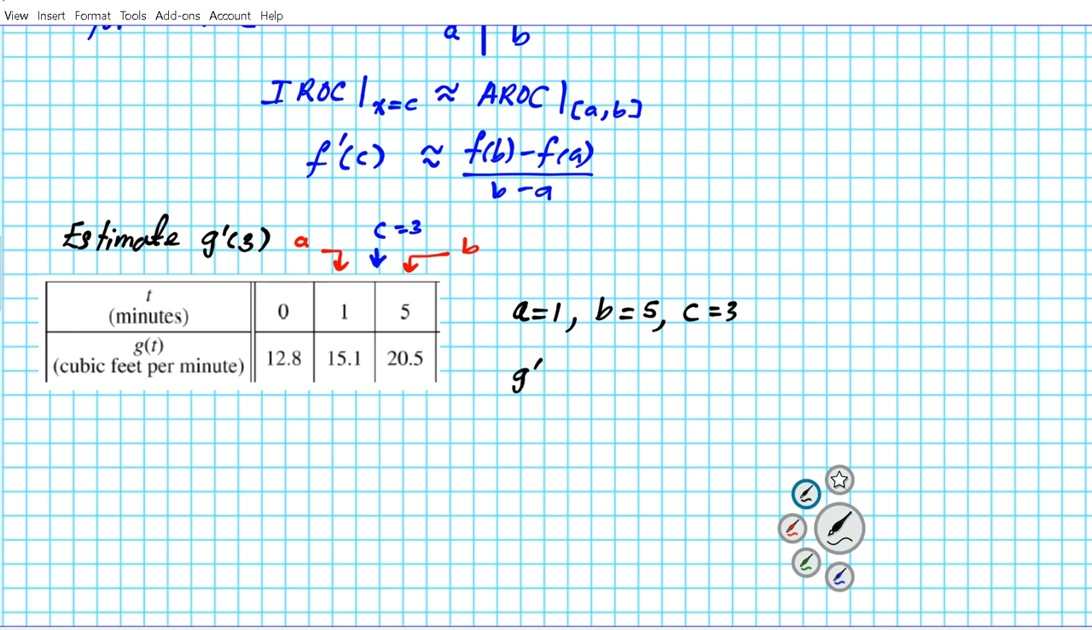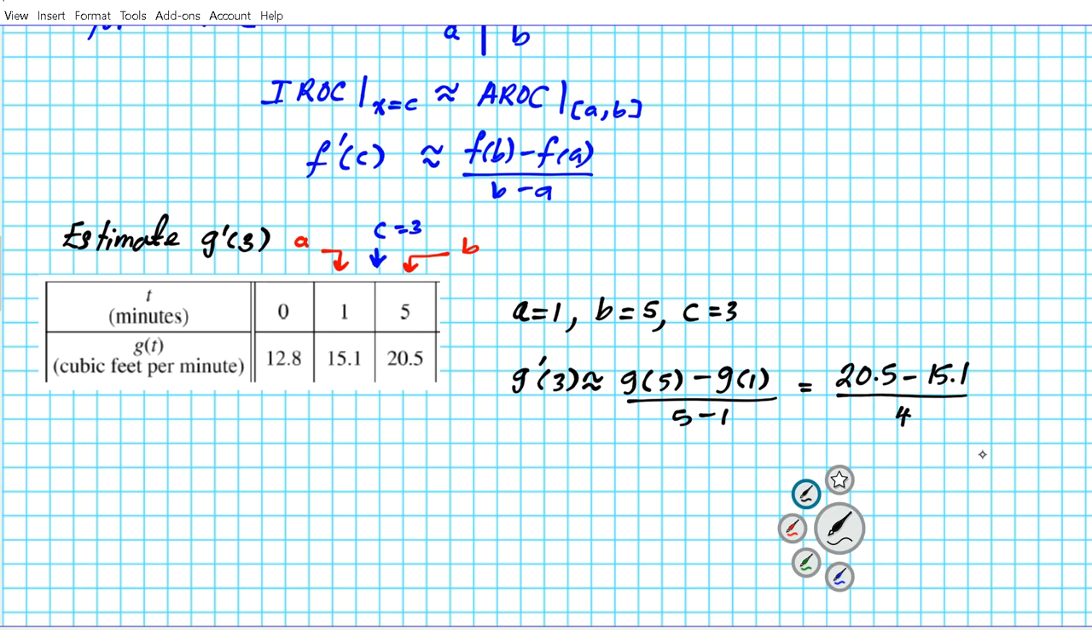So g prime of 3 is approximately, so let's use approximates here, g of b minus g of a, which is g of 5 minus g of 1, divided by b minus a, which is 5 minus 1. I'm just applying this formula here, and let's work that out. Using the table, just substitute 20.5 minus 15.1 divided by 4.